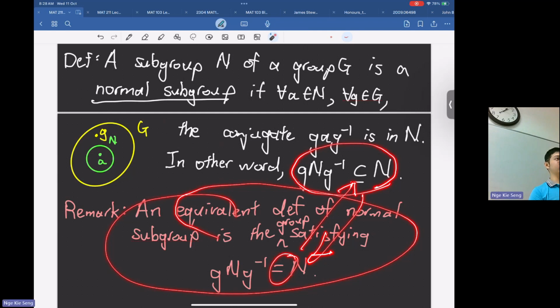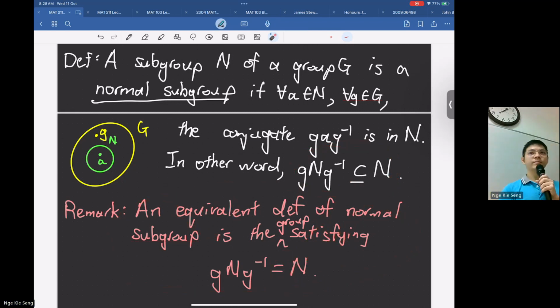I think my assignment is out already, right? I didn't put this in, so maybe you can try and do this as an exercise. Okay, it's a good exercise to do. Make sure that these two definitions are equivalent.